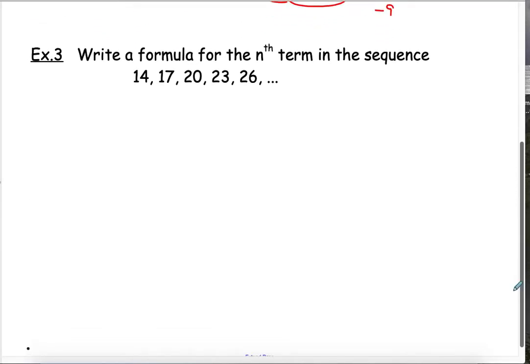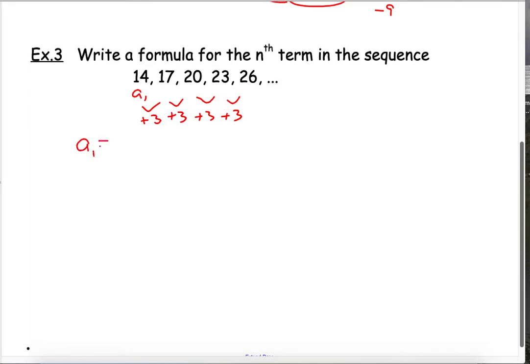Write a formula for the nth term of this sequence. All right, we want the nth term. We have the first term, a sub 1. And to get to the next term, what do we do? We add 3, add 3, add 3. So the pattern is add 3. So that's our common difference.